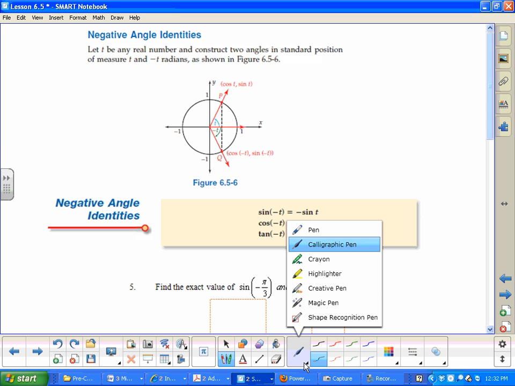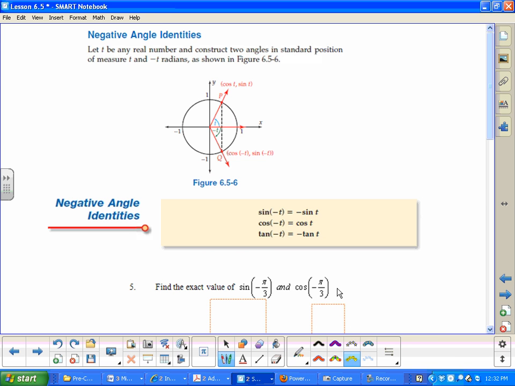Negative angle identities. Okay. You want to write these down. You're going to add these to the list. Sine of negative t equals negative sine of t. Cosine of negative t equals cosine of t. Tangent of negative t equals the negative tangent of t. And I'll show you what that means here in just a second, and how that's related.